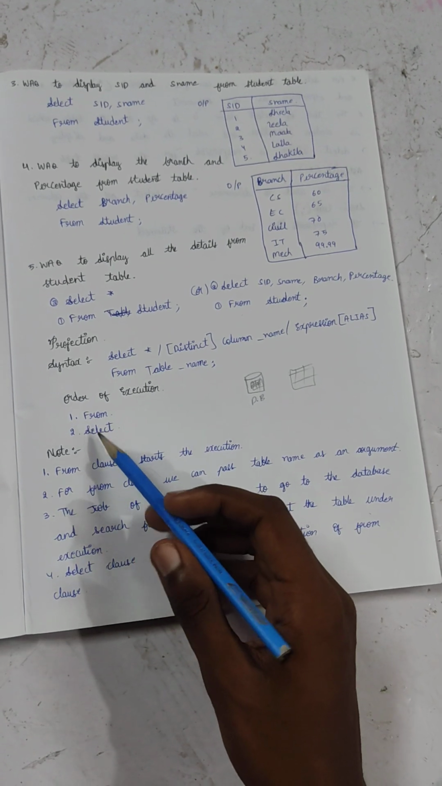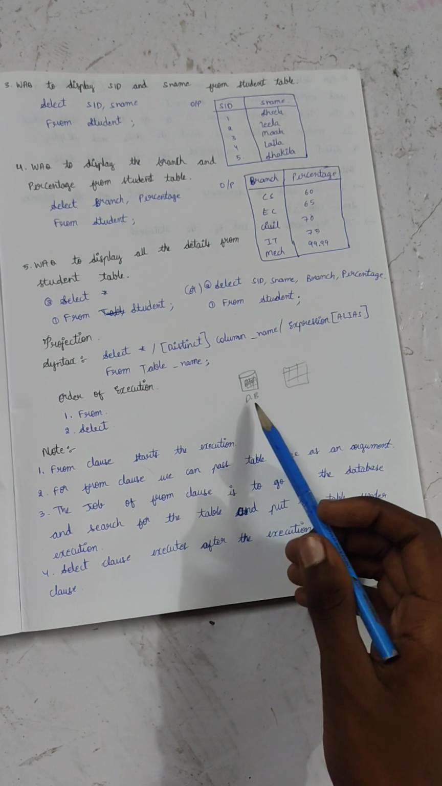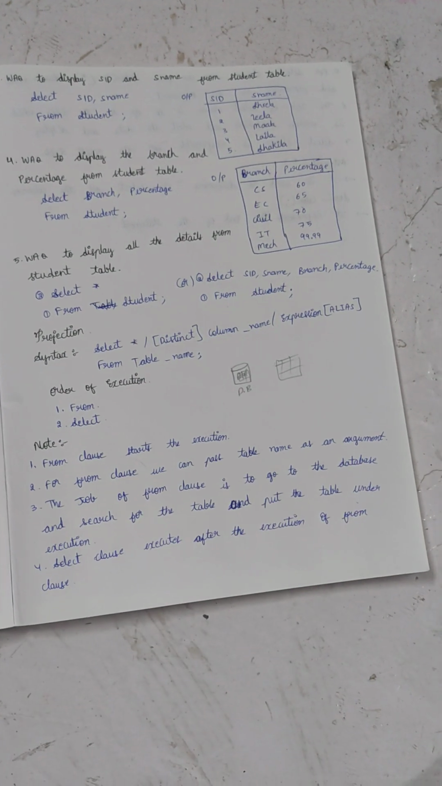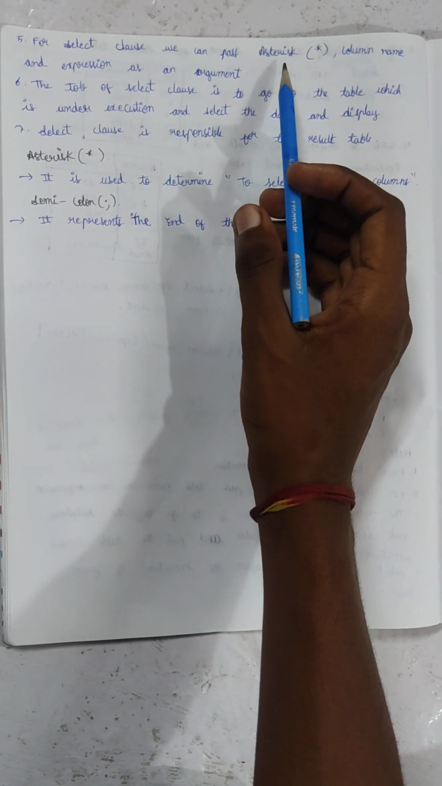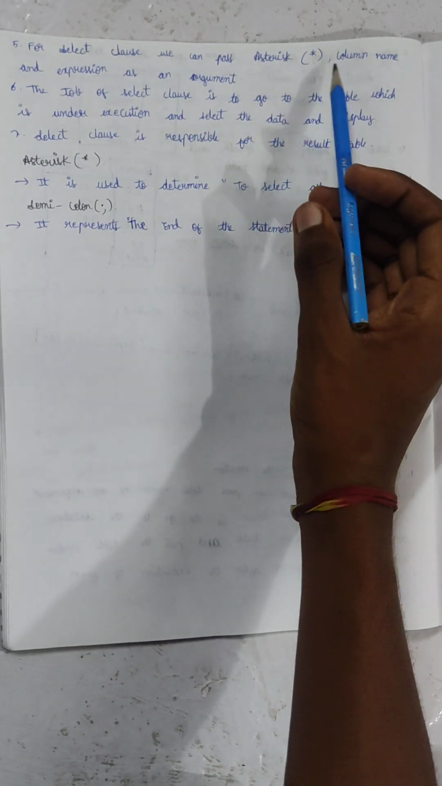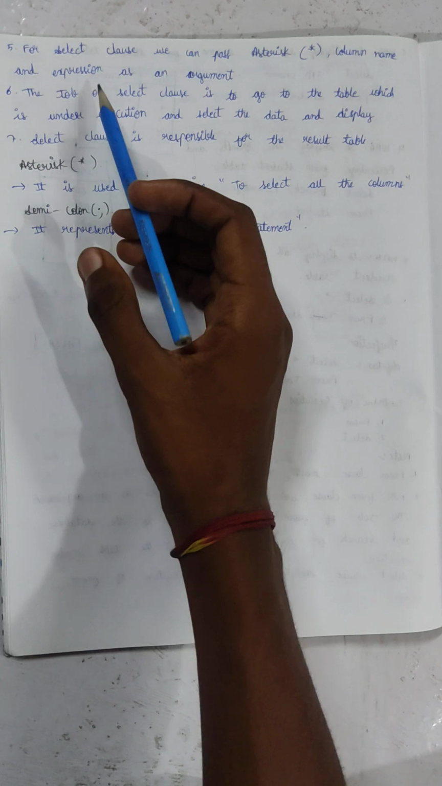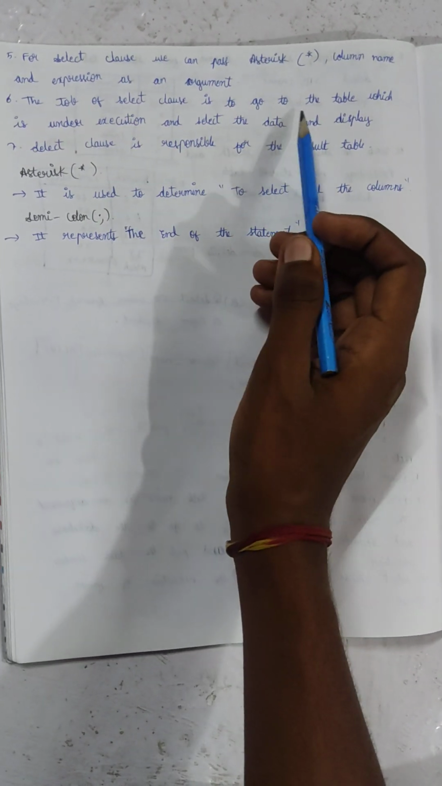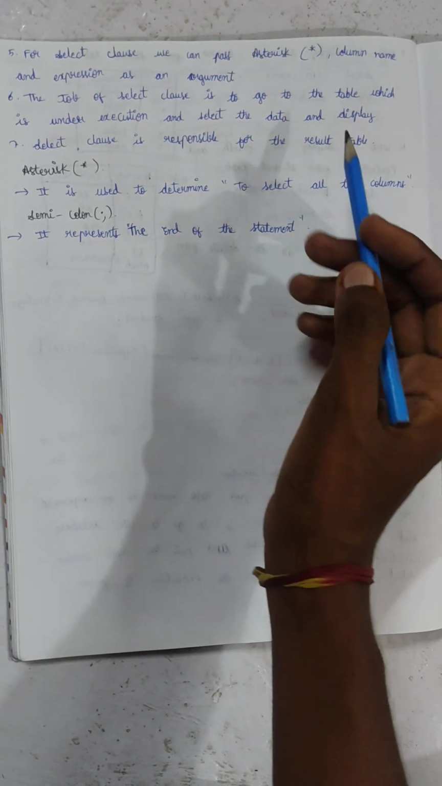Now the select clause executes after the from clause. In the select clause, we can pass as our argument an asterisk, represented by star, or column names and expressions. The job of the select clause is to go to the table which is under execution, select the data and display it.